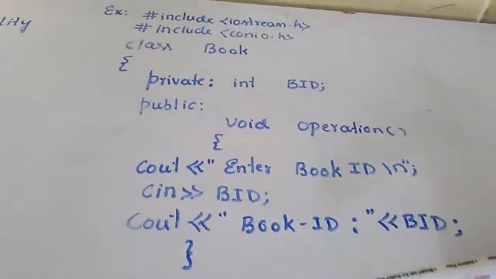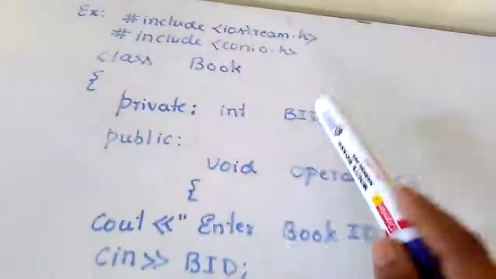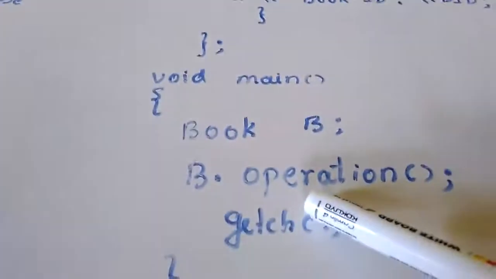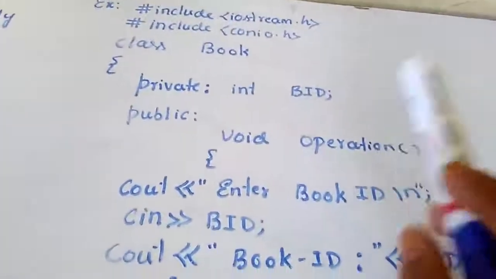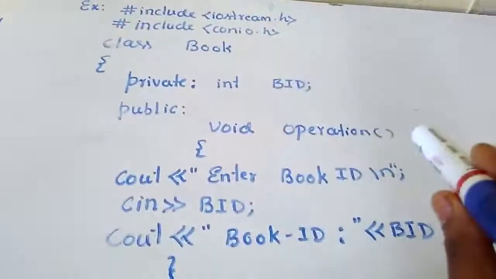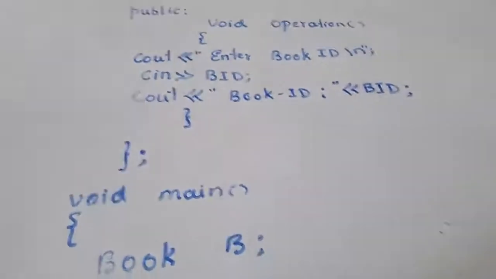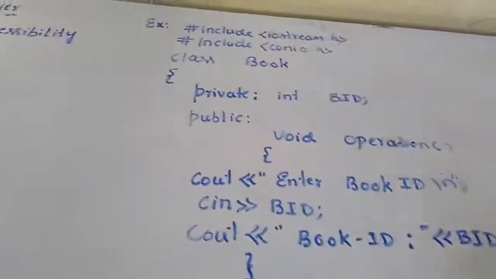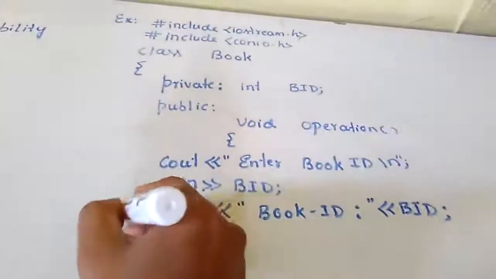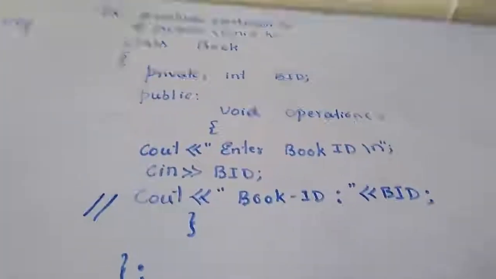Public members can be accessed through member functions and also non-member functions. Whereas private data, BID, you cannot access BID from here. Who has to access it? Operation has to access it. This function has to access it, because it is a member function of this class, and only this function has the rights to access private data, not the main function. I'll change a little bit here. Instead of displaying BID from here, I'll comment it out. Assume this statement is not here. I'm going to display it from the main function.